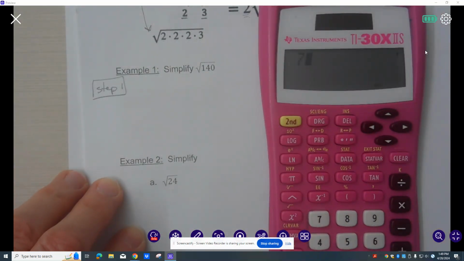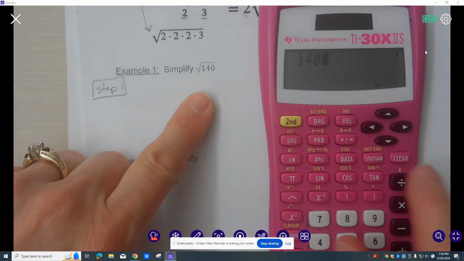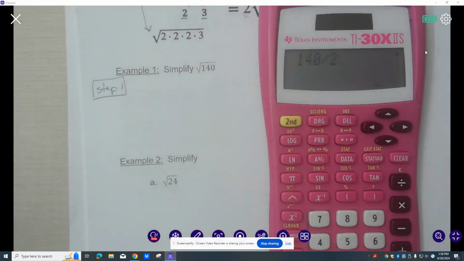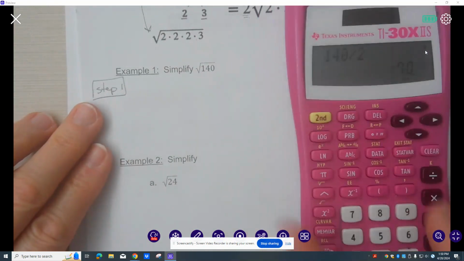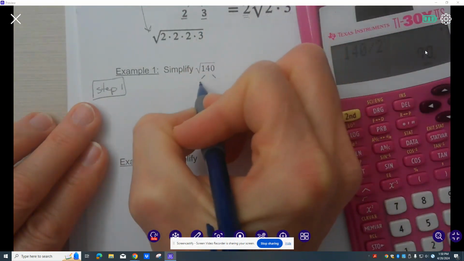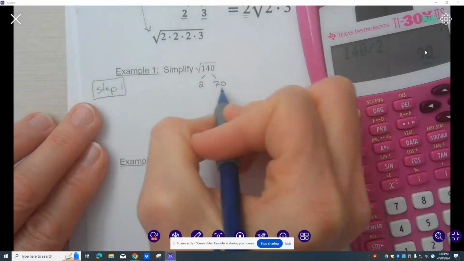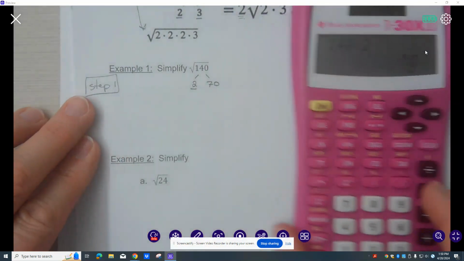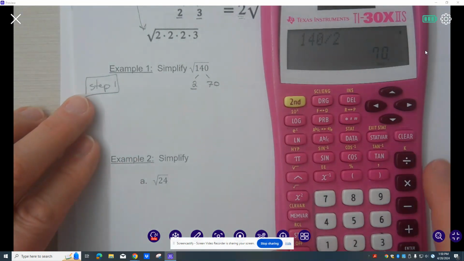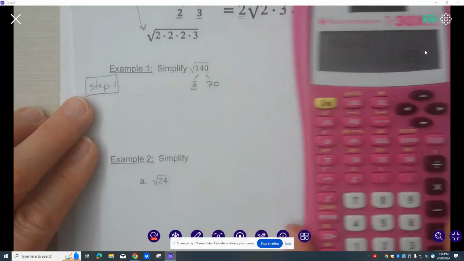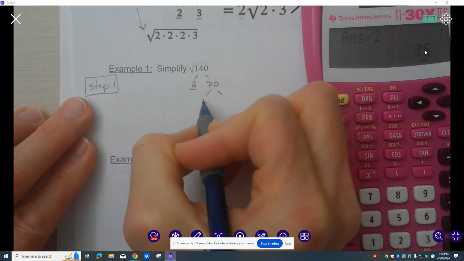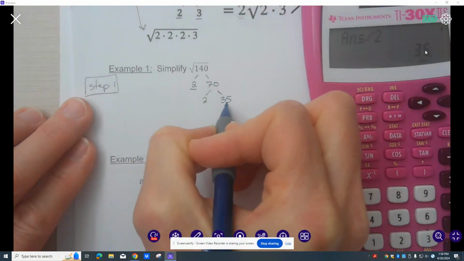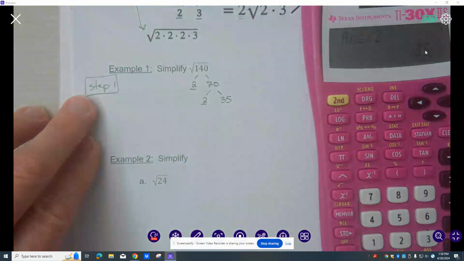I say grab your calculator, clear it. We're going to put in 140 divided by 2. So check divide by 2 first. It's 70. If you get a nice whole number, then go, okay, 2 times 70 gets me 140. That 2 is prime, so I'm going to underline it. Now I'm going to try divide by 2 again. 70 divided by 2. I'm just going to keep dividing by 2. Okay, that's 35. So I'm going to say 70 is the same as 2 times 35. 2 is prime, underline it.